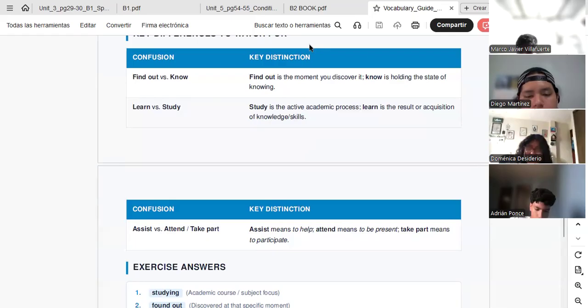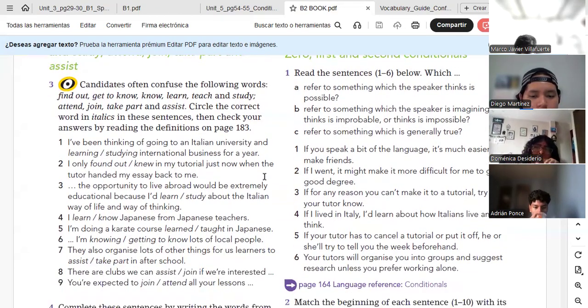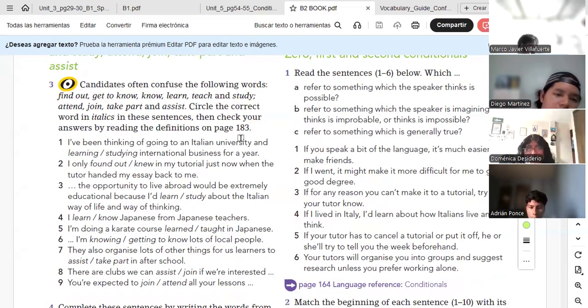So now let's come back to the book. By the way, book PDF page 54. It says, candidates often confuse the following words: find out, get to know, learn, teach, and study; attend, join, take part, and assist. Circle the correct word in italics in these sentences. Check your answer by reading the definition on page 183. But we already read the definition. So let's try to answer this. Diego, the first one. Read it and choose the correct option, please.